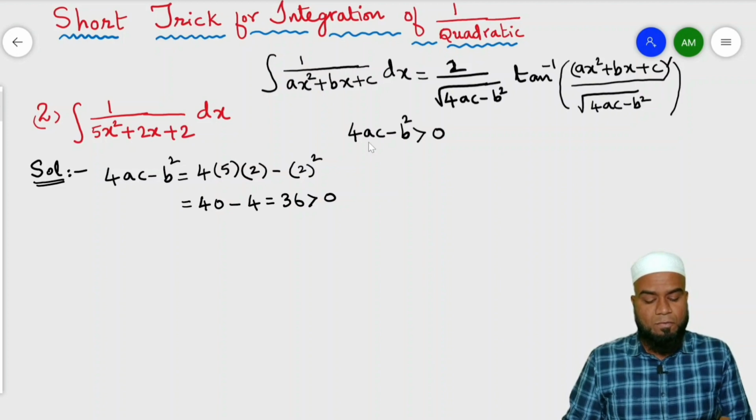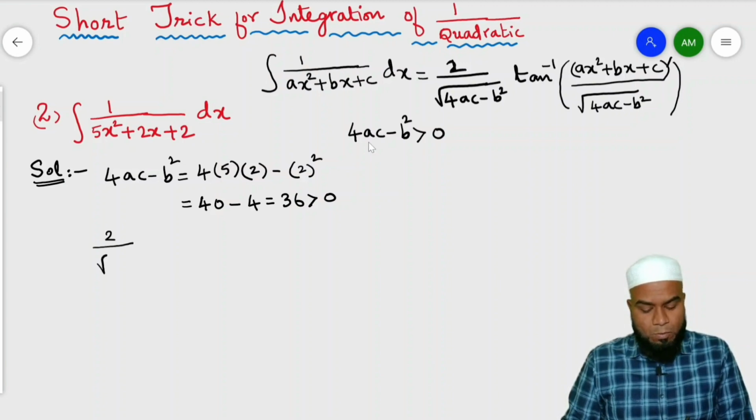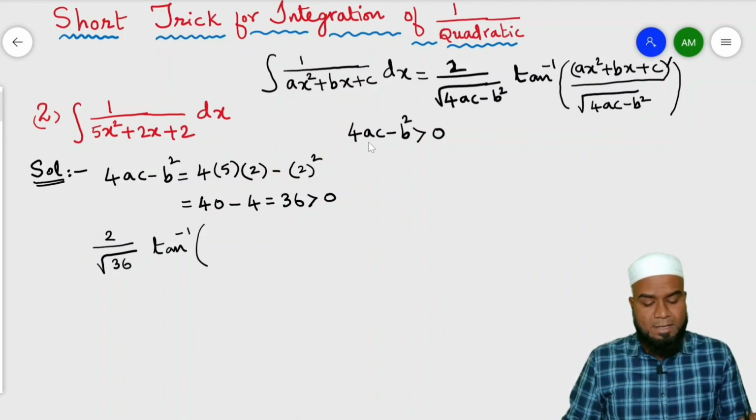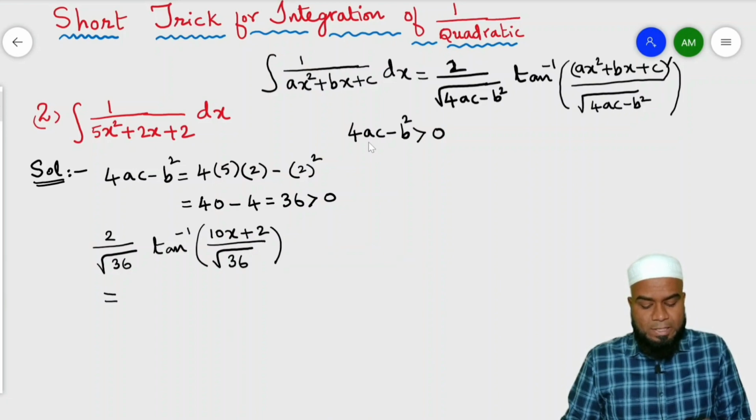Then what we have to do, if 4ac minus b square is greater than 0, the value of this integral will be 2 upon square root of 4ac minus b square. 4ac minus b square here is 36 and tan inverse of the derivative of quadratic. So the derivative of 5x square is 10x plus 2x derivative is 2. This is divided by square root of 4ac minus b square is 36, right. You just simplify this, you will get the required answer.